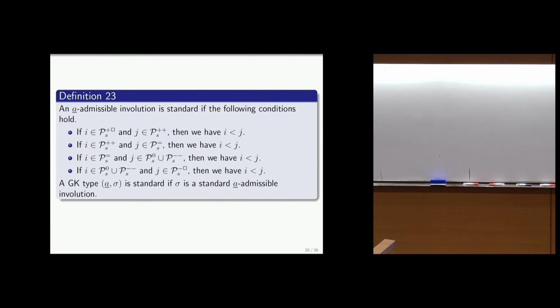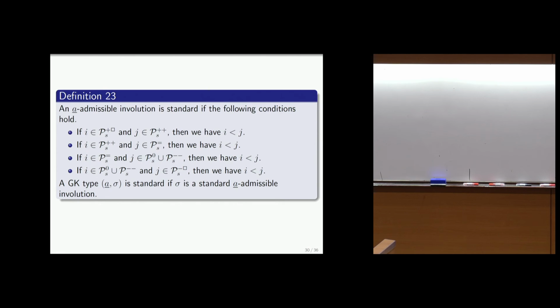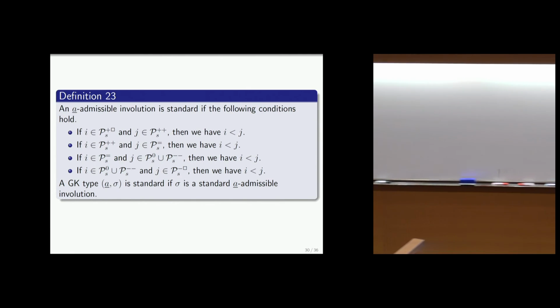Now, an A-admissible involution sigma is called the standard involution if the following conditions hold. This condition says that these sets should be arranged exactly in this order. The pair (A, sigma) is called standard if sigma is a standard A-admissible involution.